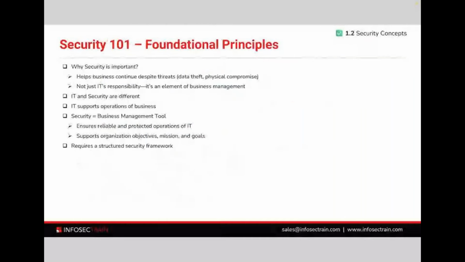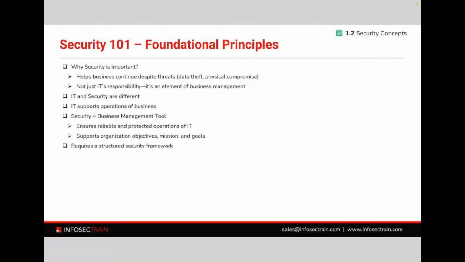Okay. Now, before we head on to the next topic, let's spend some time and understand. We often hear this that security is very important, but why is it so important, right? Security is important because it helps businesses continue despite threats. Threats might come in the form of data thefts, or in the form of physical or logical damage to your assets, right? So that is why it is most important, right?